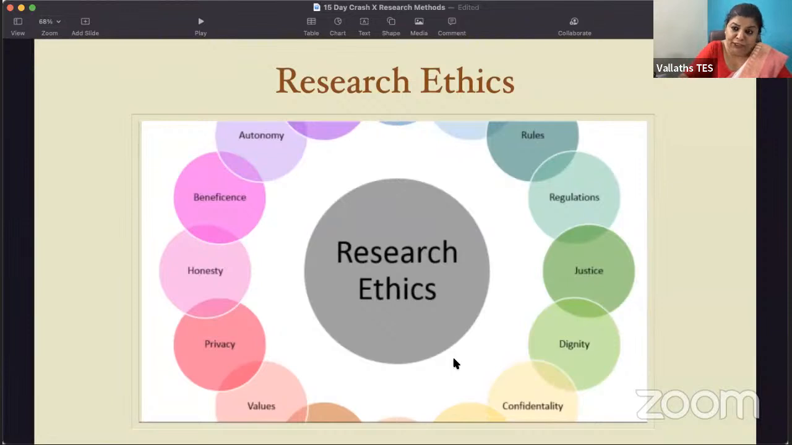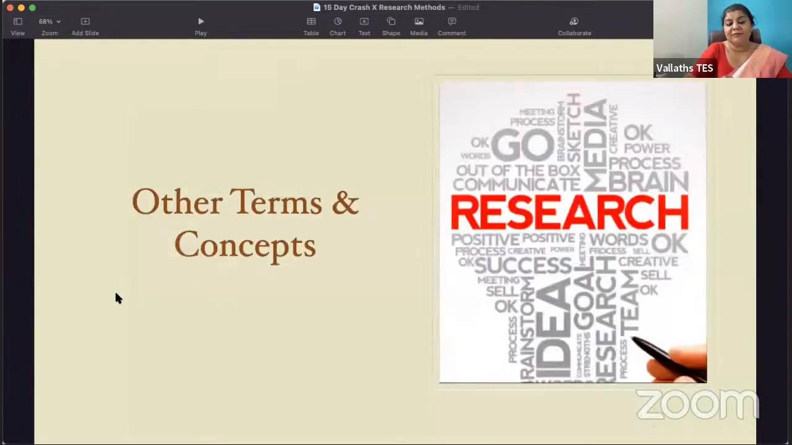You should not be prejudiced, and so on and so forth. That is the important aspects of research methods, research ethics. There are so many other terms in research, other terms and concepts. Shall I tell you a few important terms and concepts, guys?